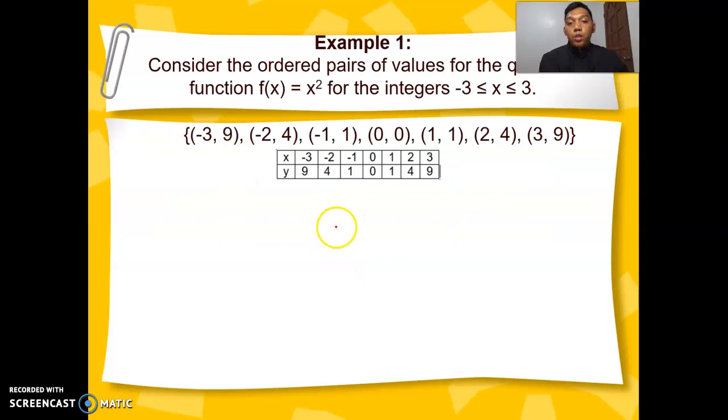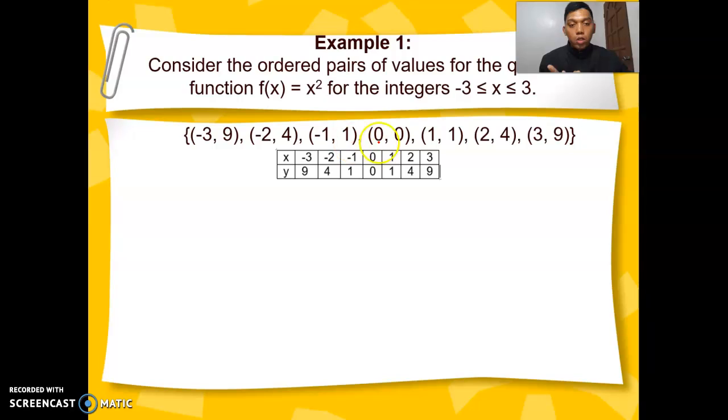Okay, so let's consider the ordered pairs of values for the quadratic function f of x equals x squared for the integers x where x is less than or equal to positive 3 but greater than or equal to -3. So these are the values of x, right? And then these are the ordered pairs: -3, 9; -2, 4; -1, 1; 0, 0; 1, 1; 2, 4; 3, 9.